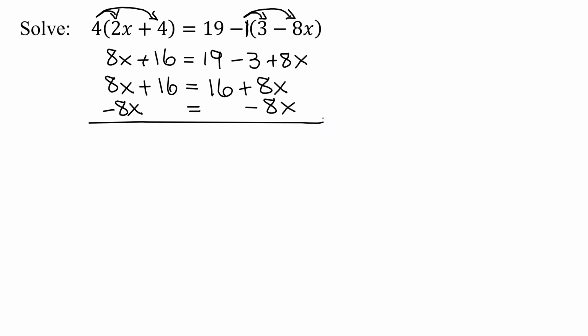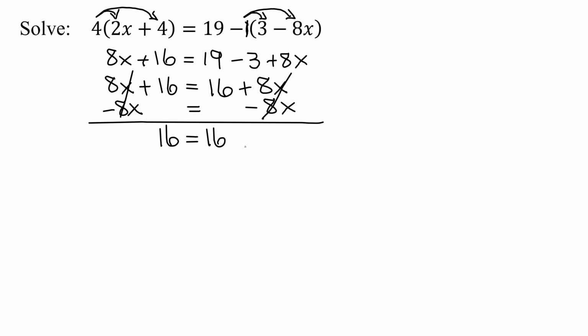And something strange happens. On the left-hand side, I have 8x minus 8x. Those add to 0. So on the left-hand side, I just get left with 16. On the right-hand side, I have 16, and then I also have 8x minus 8x that are going to add to 0. So the only thing on the right-hand side is 16. So notice all my variables have disappeared. I don't have any x's left in this statement.